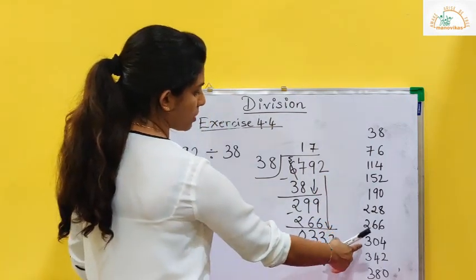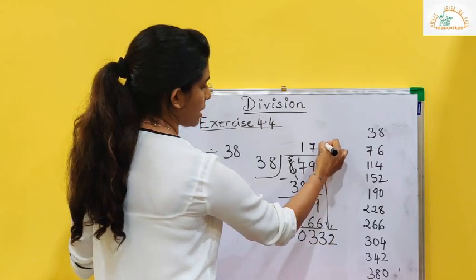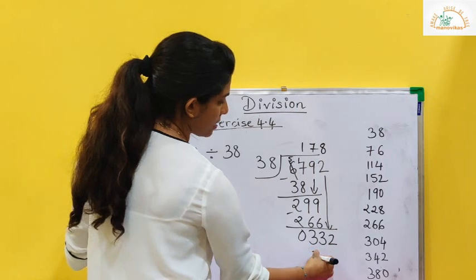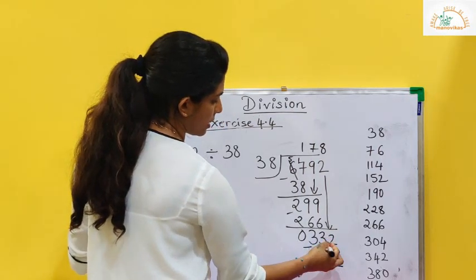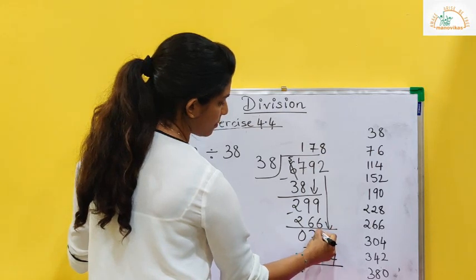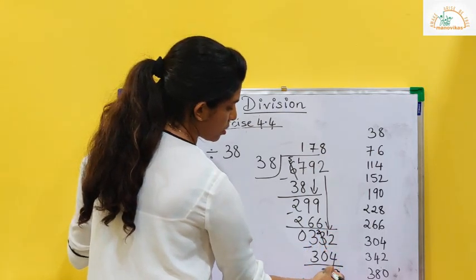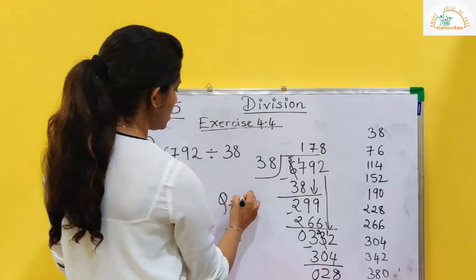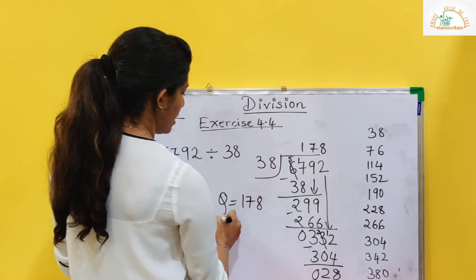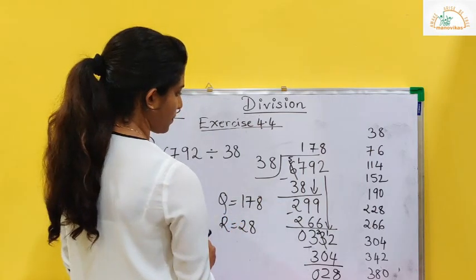Now I have to see which number is closer. It is 307. So 38 8s are 304. Now let's subtract it. So this becomes 12 minus 4 is 8, 2 and 0. So here the quotient is 178 and the remainder is 28.